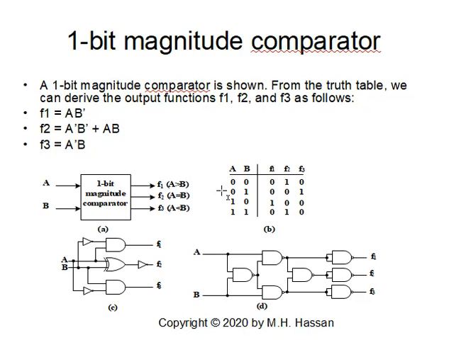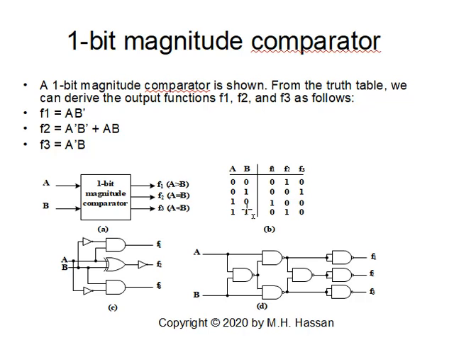In the truth table, when we compare A and B, 0 compared with 0, they are definitely equal. So F2 will be equal to 1, while F1 and F3 are equal to 0. If A is 0 and B is 1, definitely A is less than B. They are not equal, and A is not greater than B, so those will be 0, but it is less than B, so F3 will be 1.